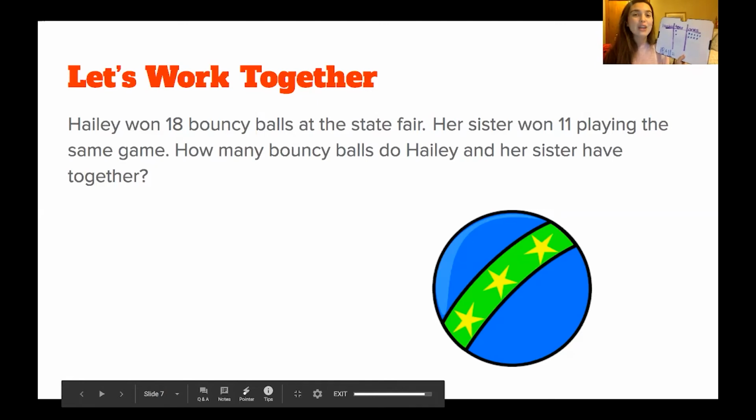So let's start by counting our tens to find our answer. 10, 20, let's move over to the ones. 21, 22, 23, 24, 25, 26, 27, 28, and 29. All right, so our answer is 29. 18 plus 11 equals 29. Hopefully you guys were following along and got that same answer.